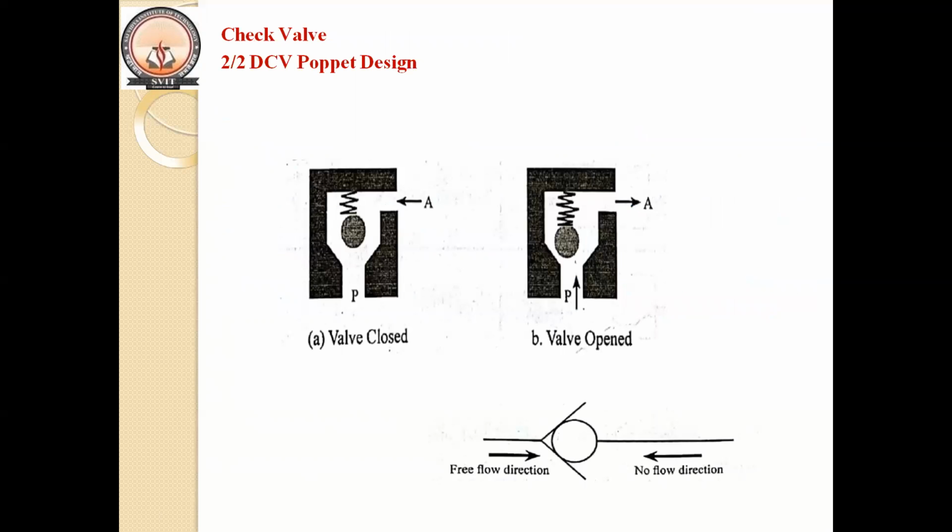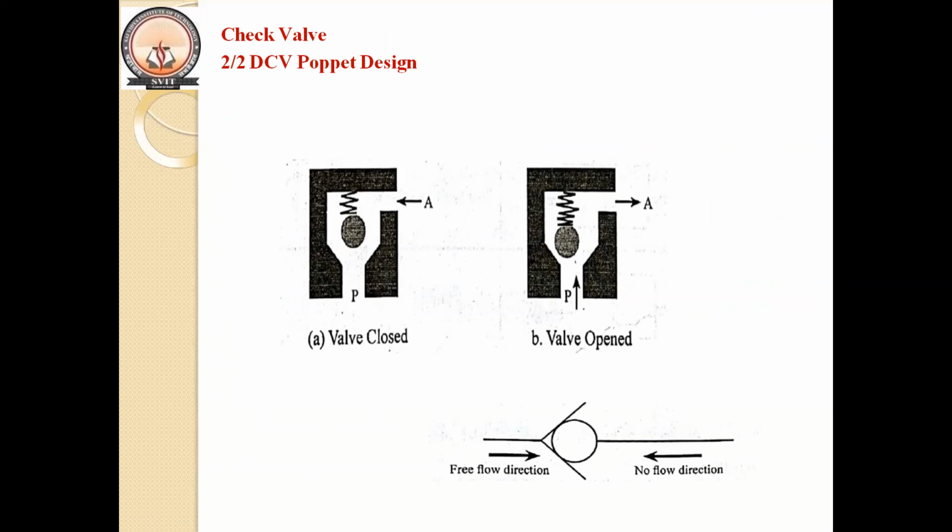Okay, this is one example of a poppet valve. This is called a check valve or a 2 by 2 DCV. You can see it consists of two ports. The first one is pressure port P and the second is actuator port A. That's why it's called 2 by 2. The first two indicates the number of ports, the second two indicates the number of positions.